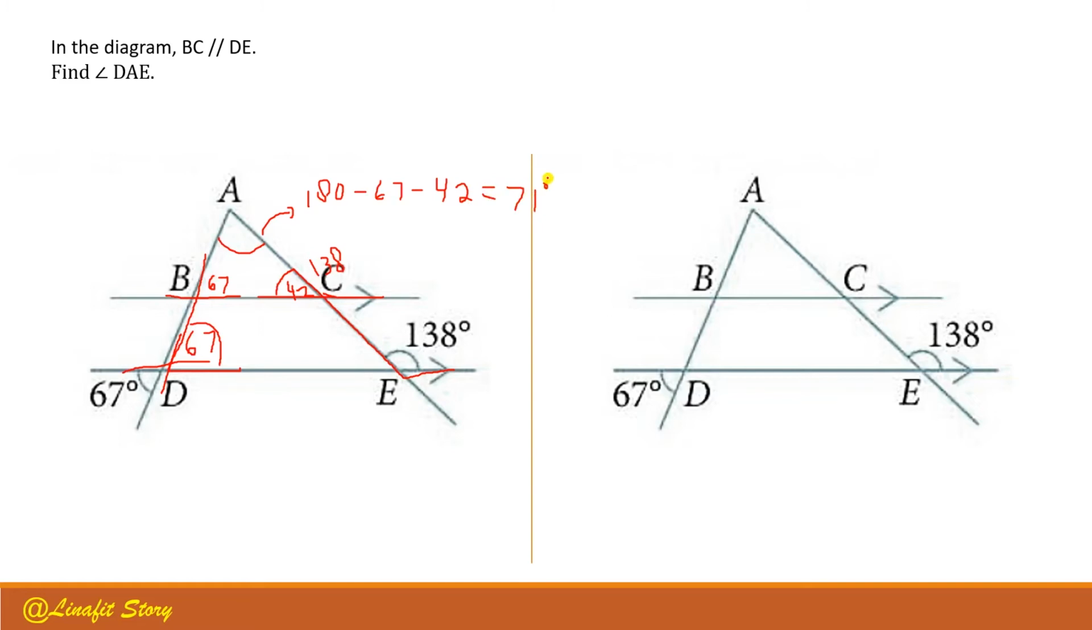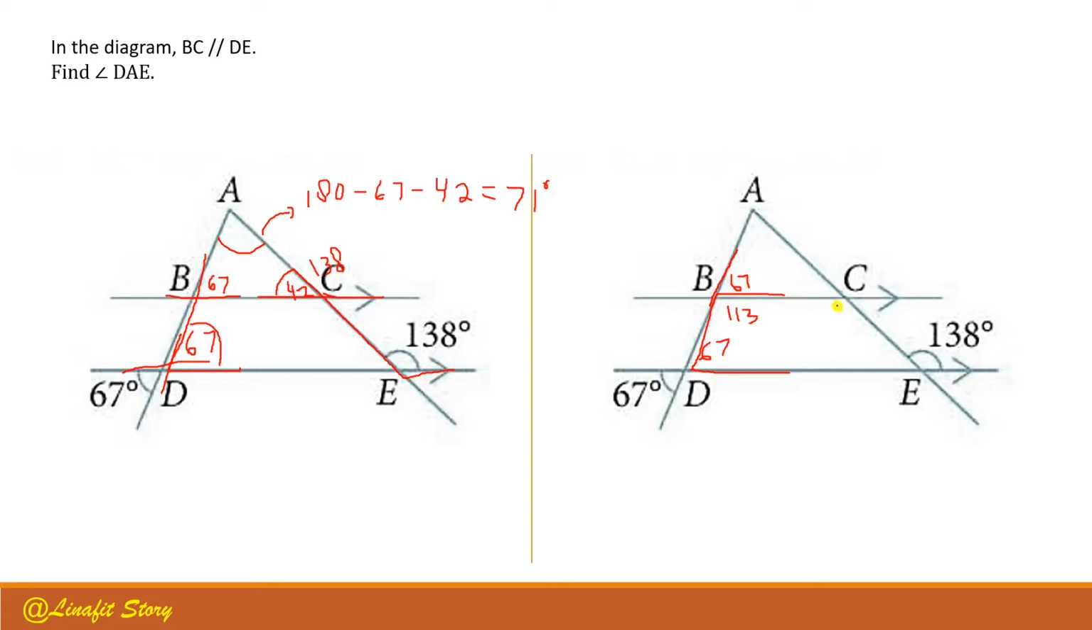Or the second method is here. This is 67, this is also 67 degrees. And then we can use letter C. C shape is equal to 180 degrees. So 180 minus 67 is equal to 113. This is angles on a straight line. So 180 minus 113 is equal to 67 degrees.